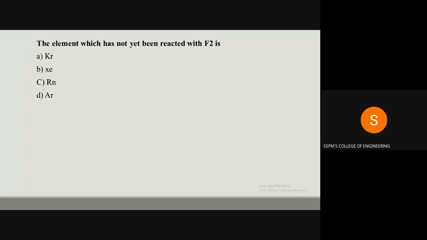The element which has not reacted with fluorine: krypton reacts with fluorine, xenon reacts with fluorine, argon reacts with fluorine, but radon does not react with fluorine. The correct answer is Rn. Radon is a radioactive element.